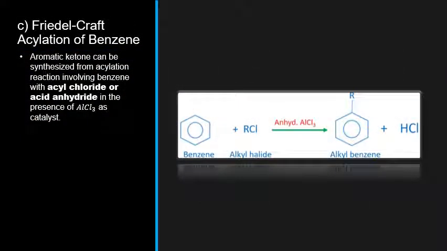Friedel-Crafts acylation of benzene. Aromatic ketones can be synthesized from an acylation reaction involving benzene with acid chloride or acid anhydride in the presence of AlCl3 as catalyst. The picture on the right shows an example of how the preparation occurs.